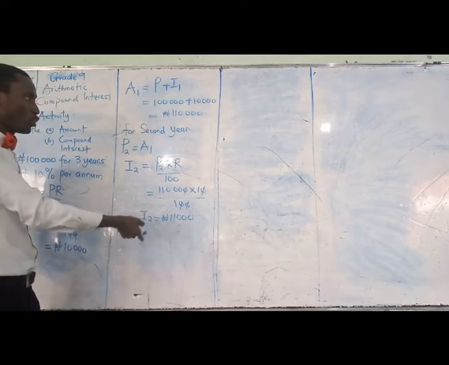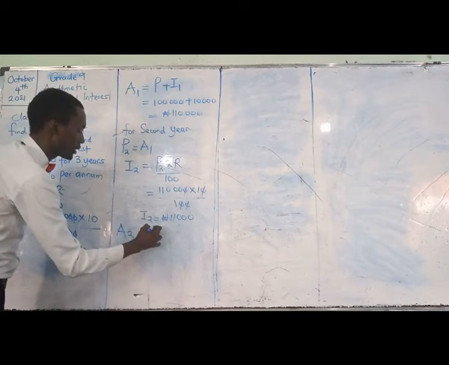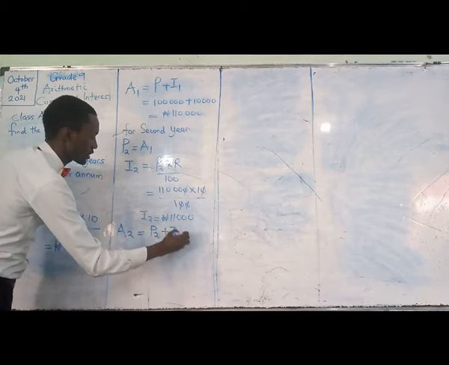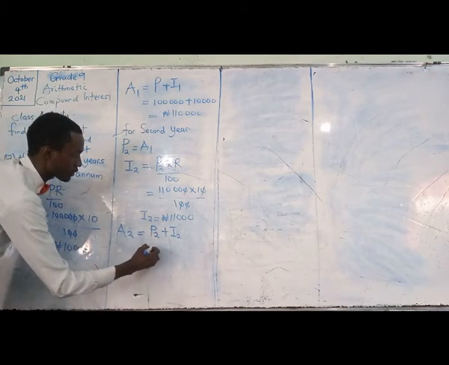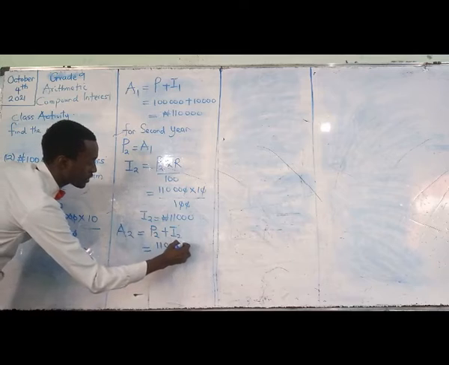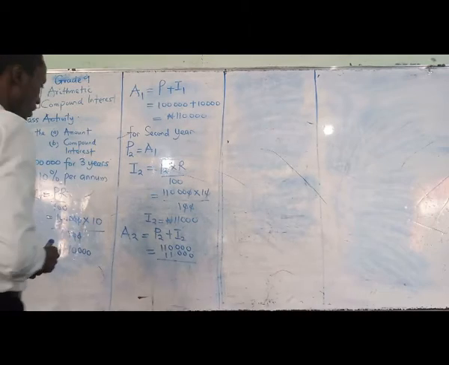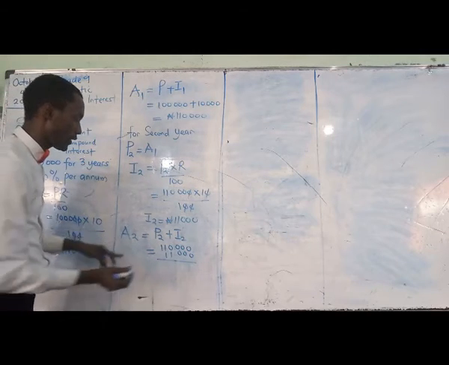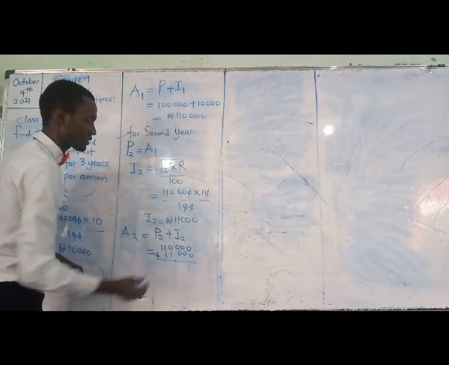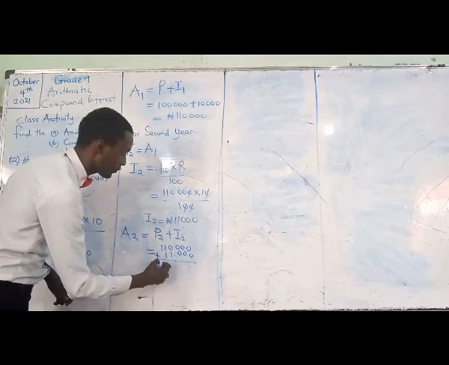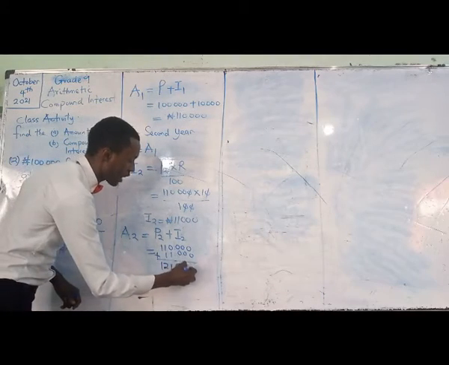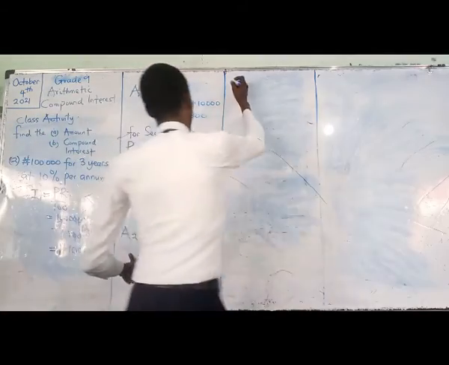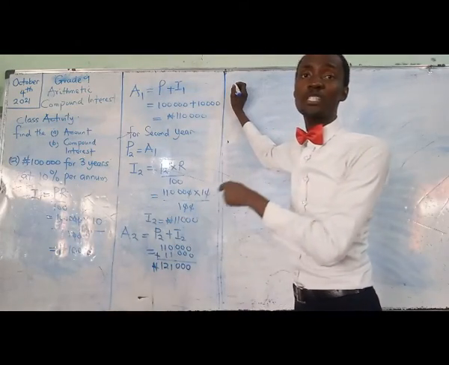Here I will switch mode so that I can do my addition properly. It will be the principal of the second year plus the interest of the second year. That will give me 110,000 plus 11,000. That will give you 121,000. So this amount is what I'm going to use now as my principal for the third year.